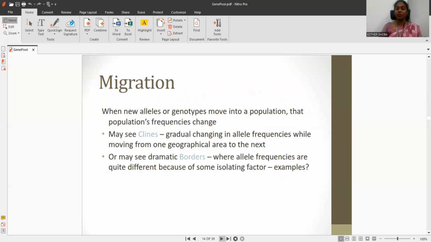Genetic drift is usually explained by two concepts, which we call the founder effect and the bottleneck effect, which play a very important role in bringing about the change in the allele frequencies.